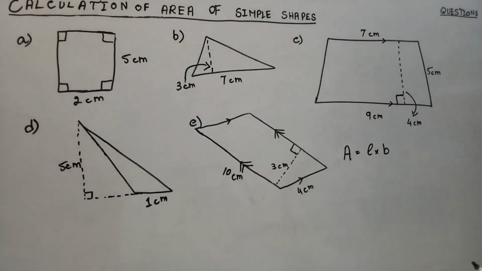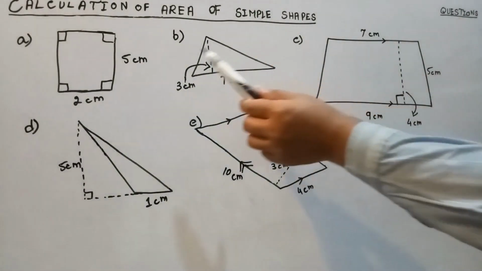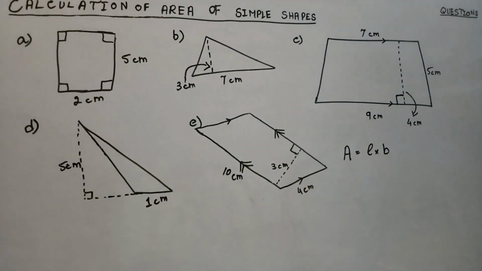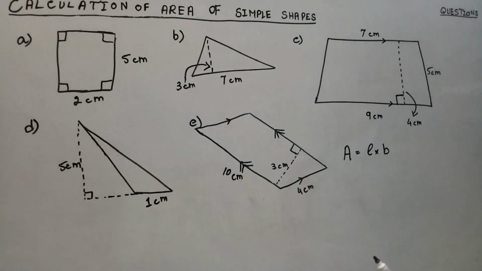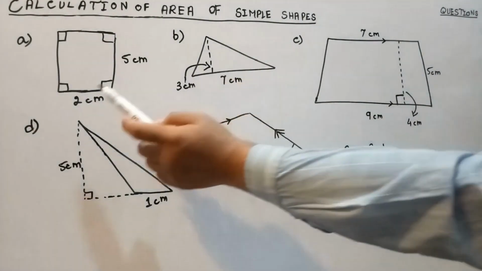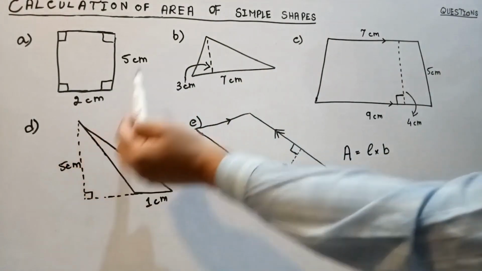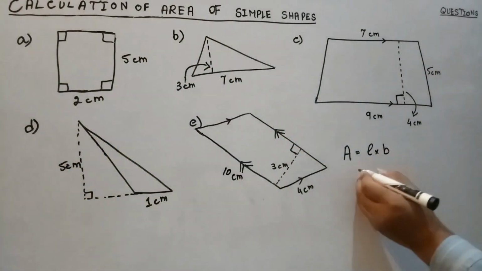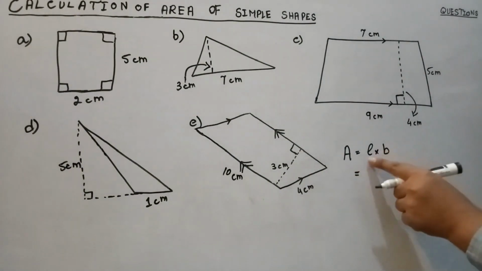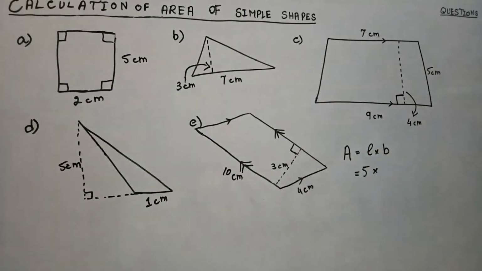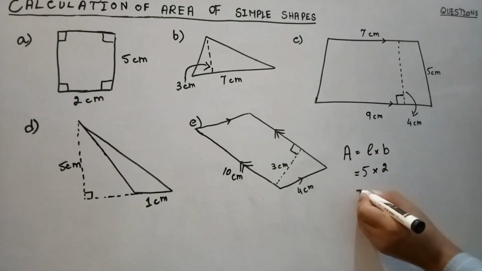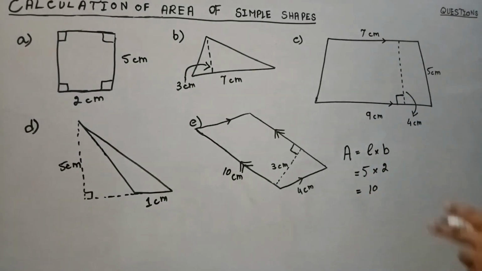Usually we take the greater side as the length, but you can take any one of the sides as a length and any one of the sides as a breadth. So here, if I take this one as a breadth and this part as a length, area will be equal to length multiplied by breadth. It means that if 5 is the length and 2 is the breadth, I multiply 5 by 2 and I get 10. 5 multiplied by 2 is equal to 10.